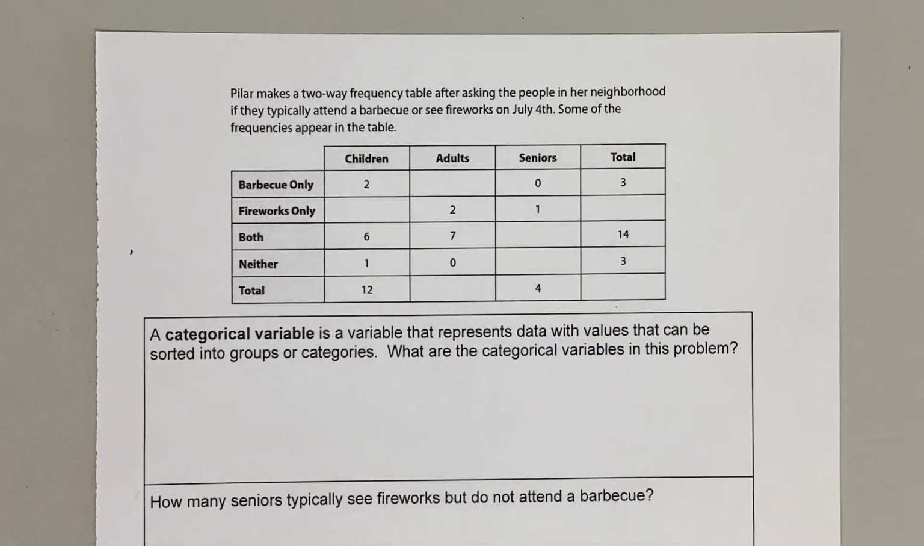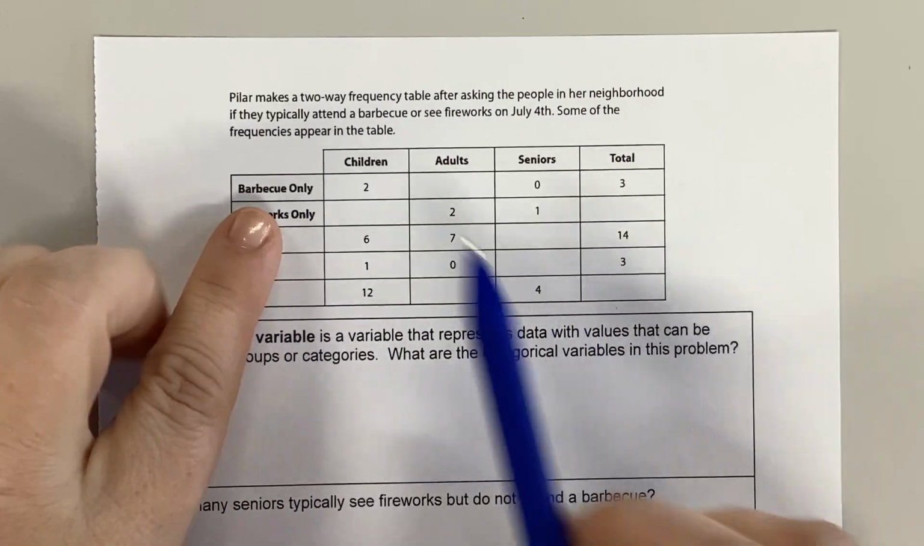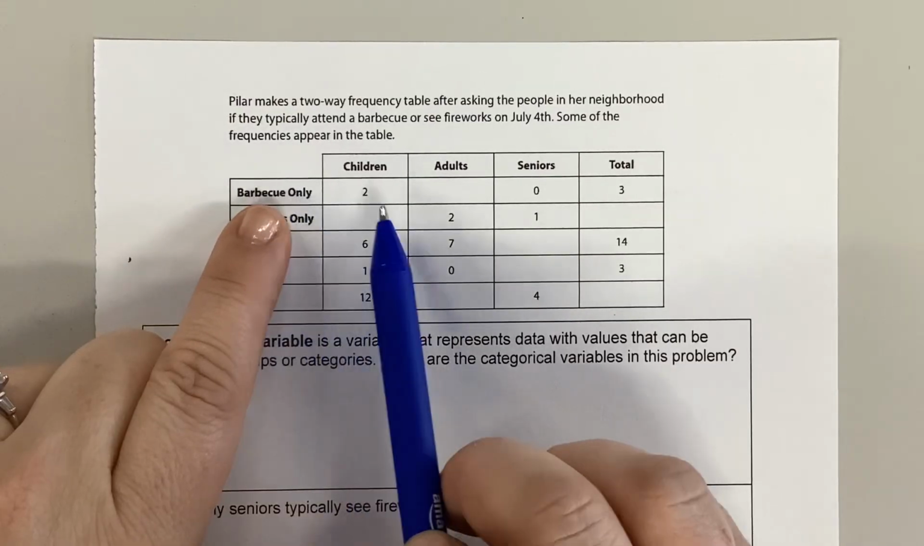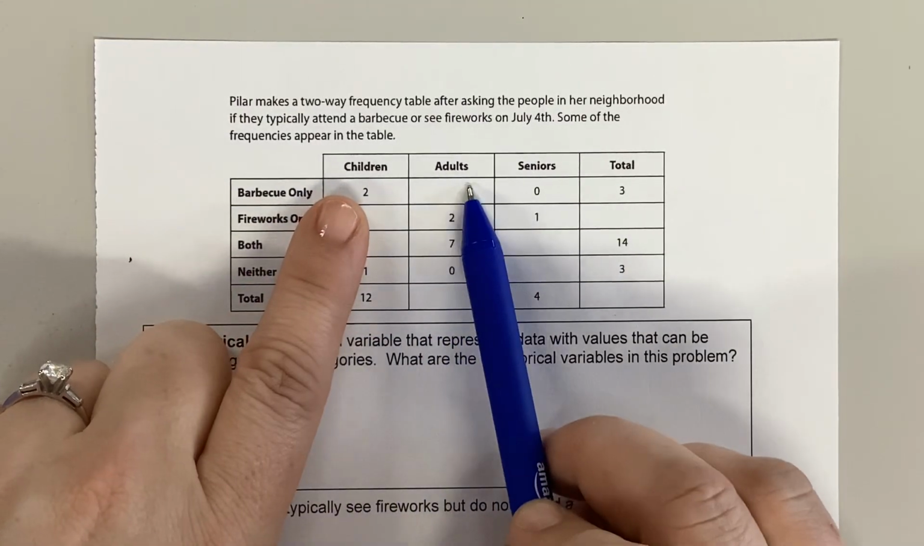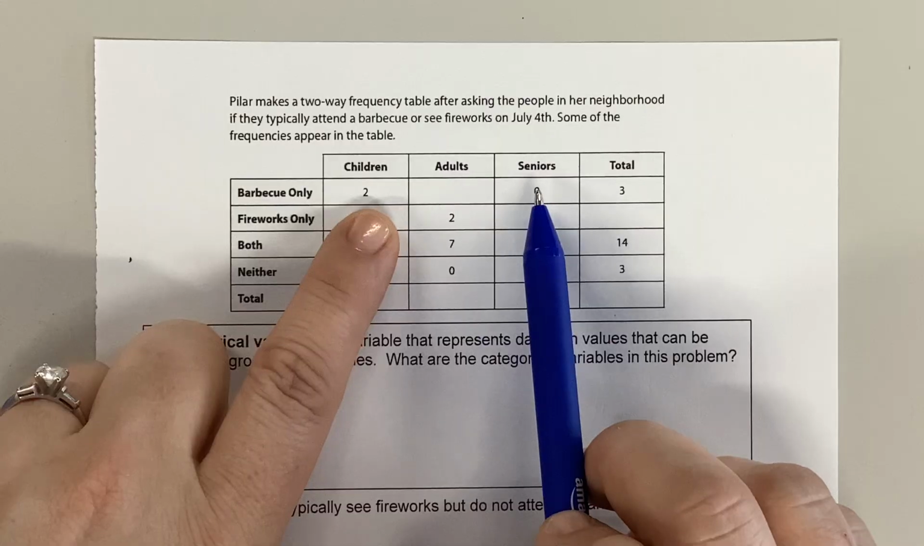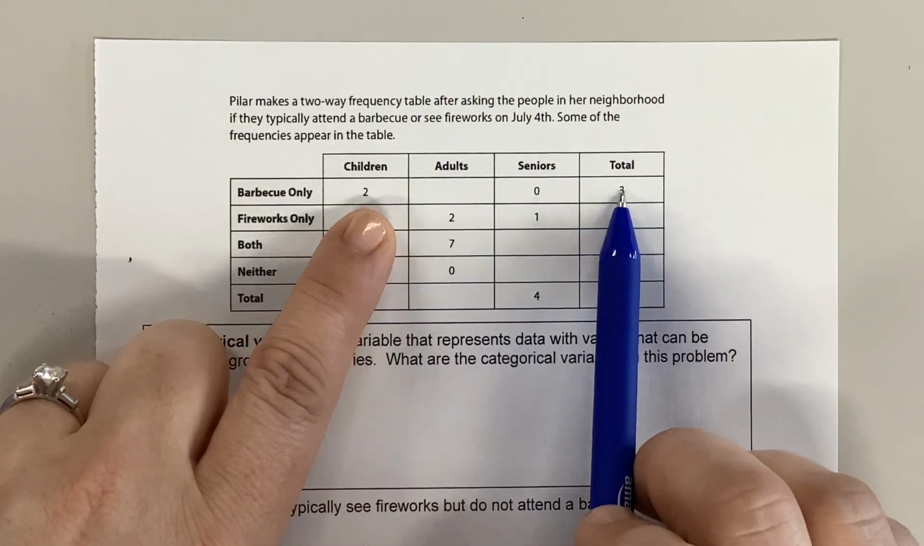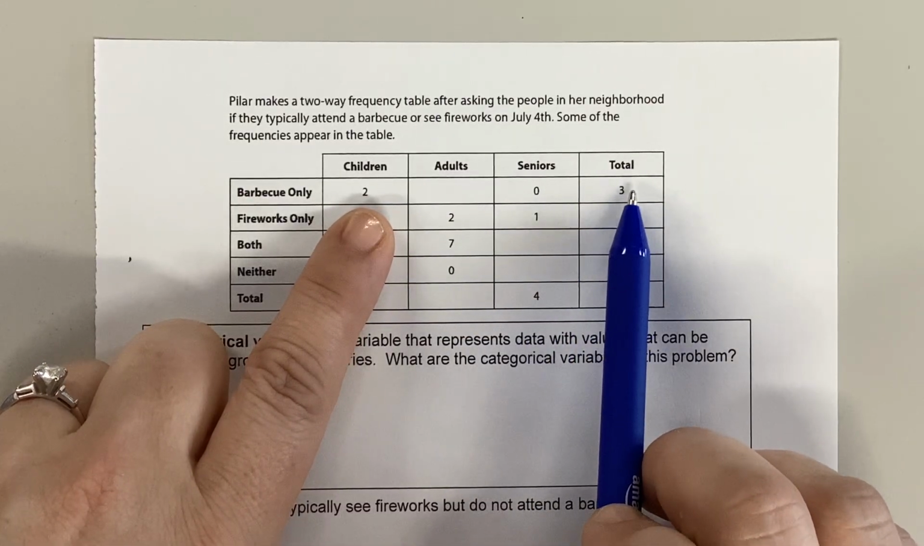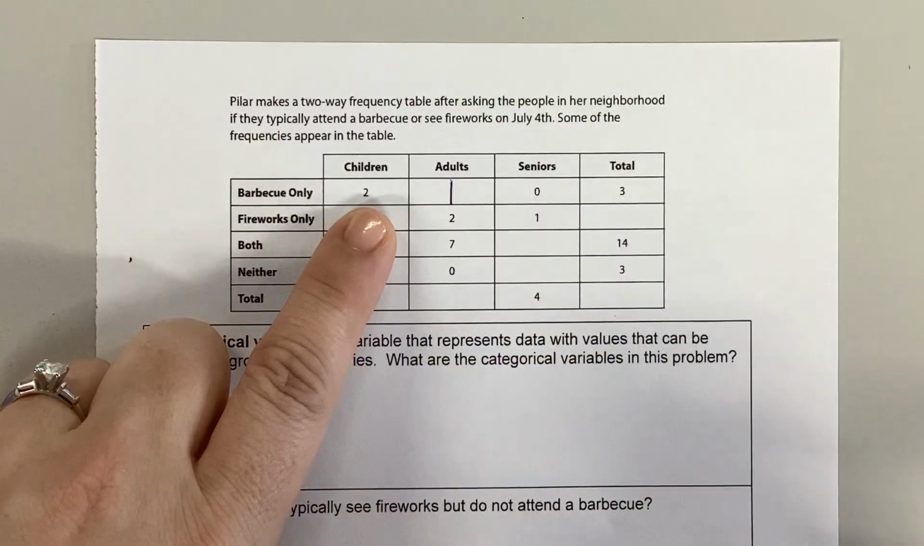Pilar makes a 2-way frequency table after asking people in her neighborhood if they typically attend a barbecue or see fireworks on the 4th of July. Some of the frequencies appear in the table. Let's fill it in. Barbecue only, I've got 2. I don't know the adults. I know 0 seniors, but I know the total is 3. So I can use this to fill in 1.